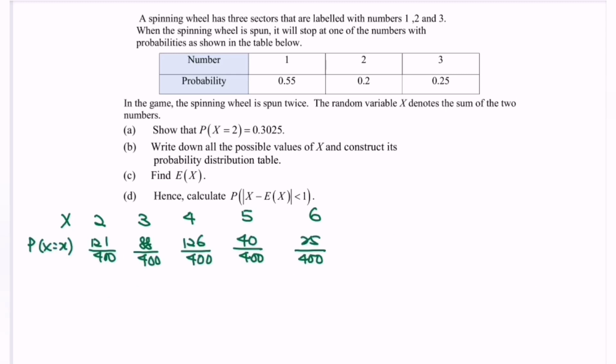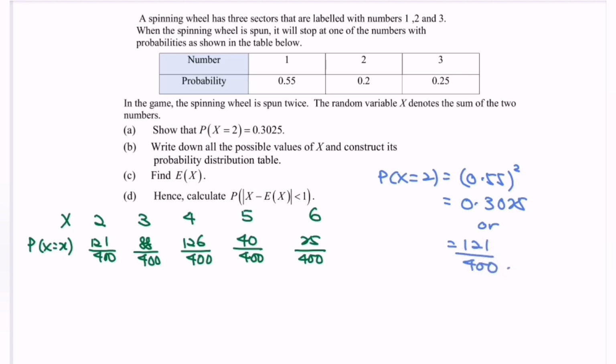So kindly refers to the question A. Shows that x is equals to 2. So for this case, we will have the situation probability that x is equals to 2. So the outcome would be, we have 1 plus with the 1. So in here, we have the situation 0.55 bracket square. So if we square the situation, we will have 0.3025, or we have 121 over 400.